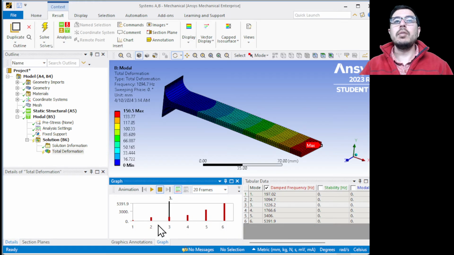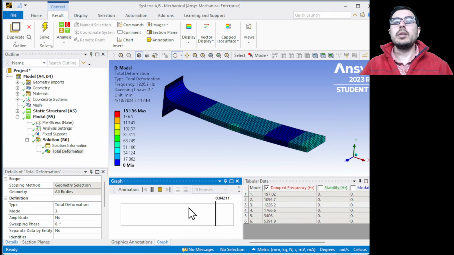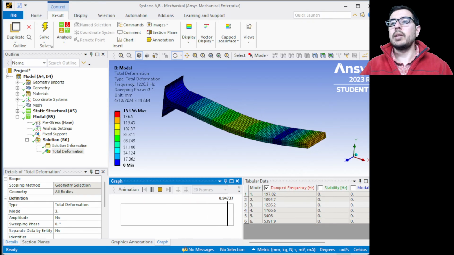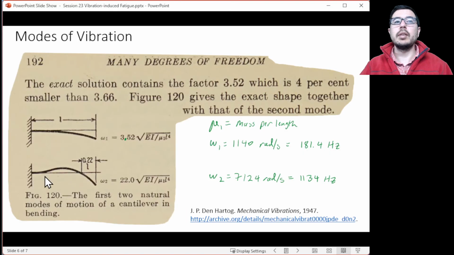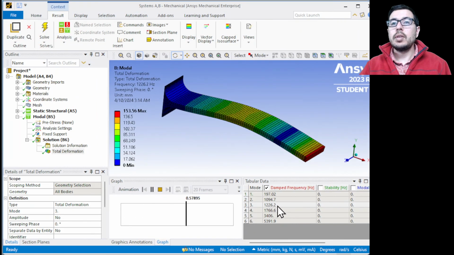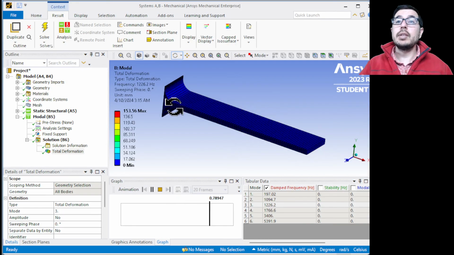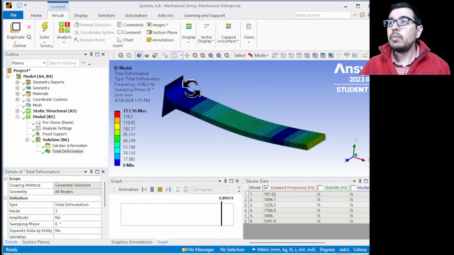I retrieve this result. Okay, voila. This does in fact look like what Hartog is describing in his book, which is right here. This kind of interesting bending mode. And that's at, we said 1130, and we're saying 1230. And again, that's because we have this additional stiffness here in part.